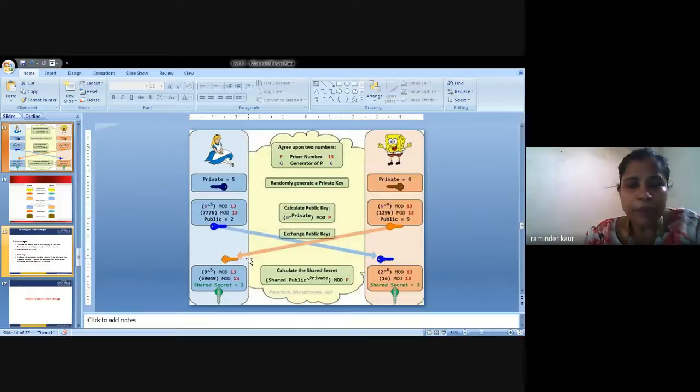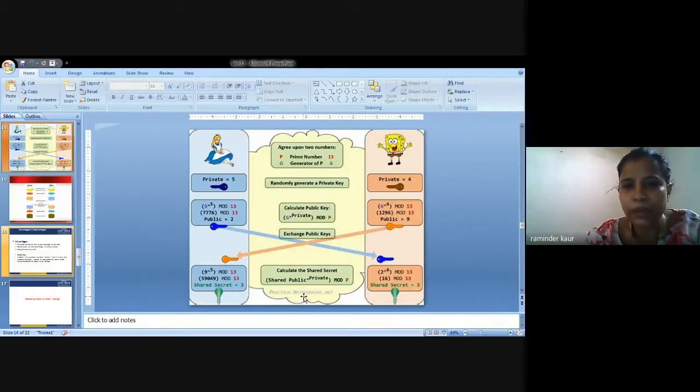So after swapping, we are doing 9 raised to power 5 modulus 13, which is equal to 9 times 9 times 9 times 9 times 9, which is equal to 59049 modulus 13. That is, the shared secret key is 3, because after calculating the whole thing, you will get the number 3.